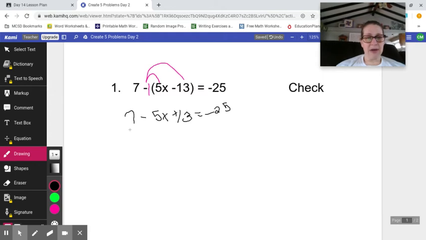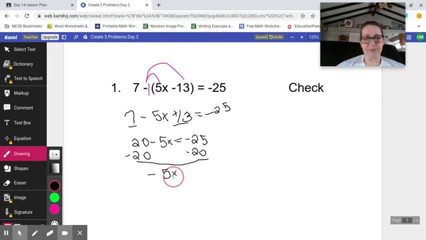Okay, I'm going to combine my like terms. I'm going to combine the 7 and the 13. 7 plus 13 is 20. Okay, right now I have a plus 20. To move it to the other side, I'm going to subtract 20. Okay, that leaves me with negative 5x over here. Negative 25 minus 20 is negative 45.